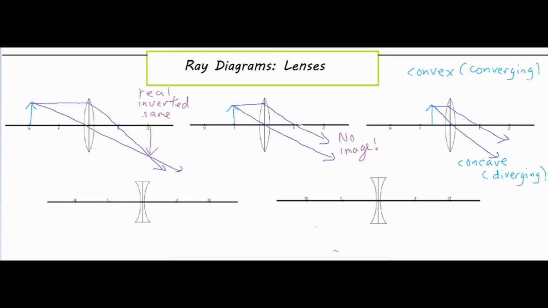For the final one, we have our image inside of the focal point. And what happens here is we send one through the center of the lens as we did with the other ones, and another one straight and through the focus. And then if you can tell, they're not exactly parallel.